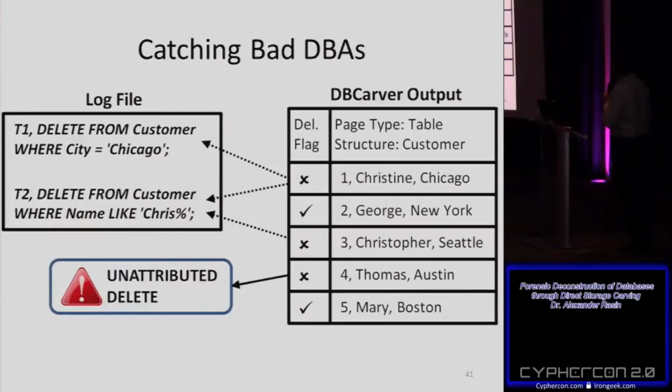So in this particular example, we have a log file with 2 deletes. One says delete entries for Chicago, one says delete entries that start with Chris. And then what you can do, and we have some algorithms in the paper, is match it, to say this deleted row that I see can match this delete action. So for example, the Christine record 1 could have been deleted by delete Chicago, or could have been deleted by this. You don't necessarily know. And then the entry for Christopher could have been deleted only by this, but it matches. And then record number 4, there is no explaining how it got deleted.